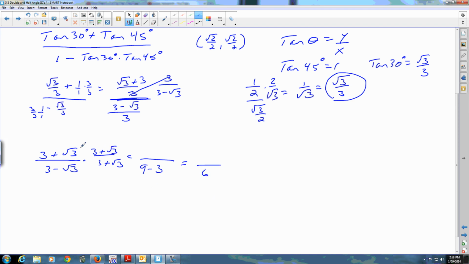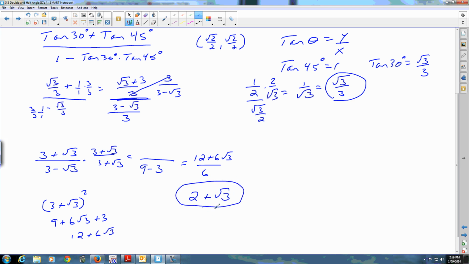The top is a perfect square. So in other words, that's 3 plus the square root of 3, squared. You guys could FOIL it, or you could remember the shortcut for something when it's squared. You square the first thing, plus twice the product, so that would be 6 square roots of 3, plus the square of the last thing. So you get 12 plus 6 square roots of 3. Now this does reduce. It gives you 2 plus the square root of 3. Okay? Remember, it has to cancel with both things in order to do it.